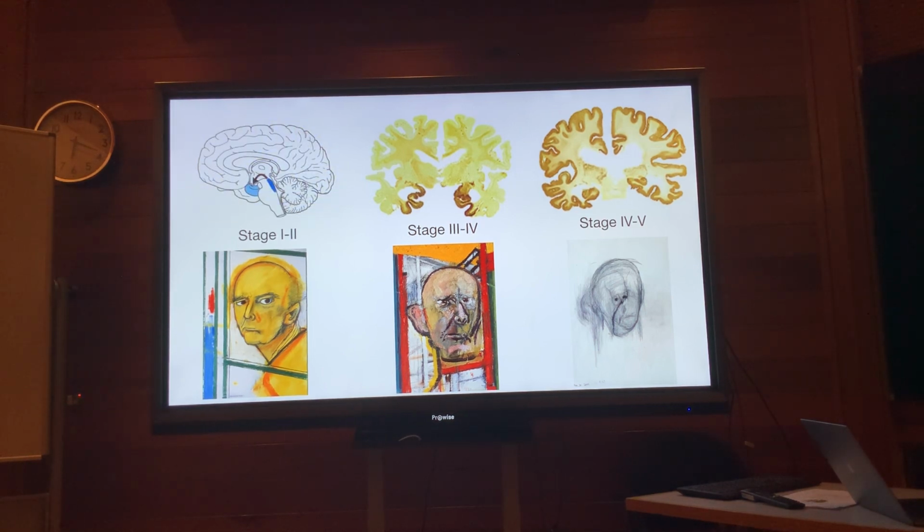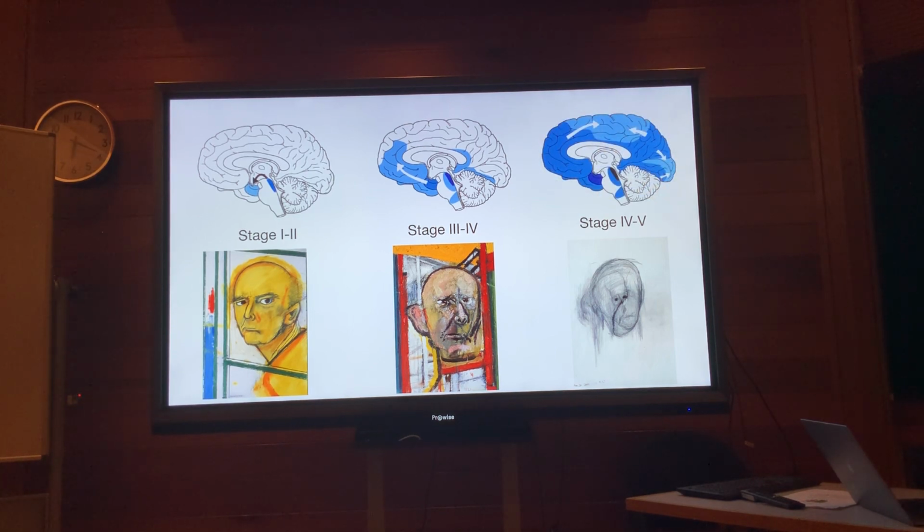So in tau, that was a coronal slice. If we go back to a sagittal slice of the brain, you have the entorhinal cortex invaded early on, the hippocampi, then it goes into the frontal lobe and starts invading the parietal and temporal lobes, and then eventually all parts of the brain are infected by the disease.